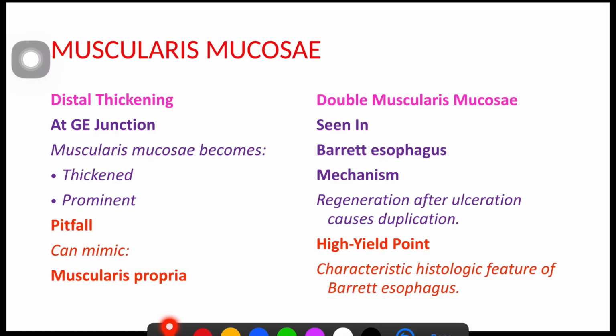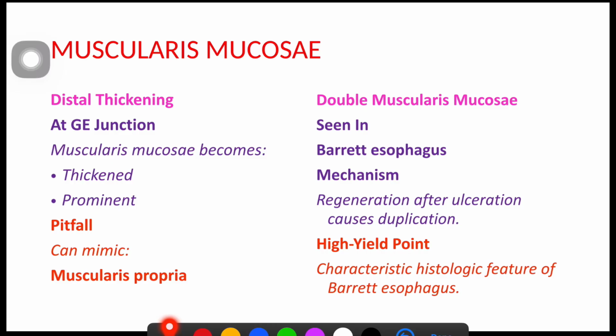So, when we see at the distal esophagus or at the GE junction, there is thickening. At that time, muscularis mucosae become thickened and prominent, and sometimes in a biopsy from the distal esophagus, because of this thickened normal muscle layer, it can mimic muscularis propria.